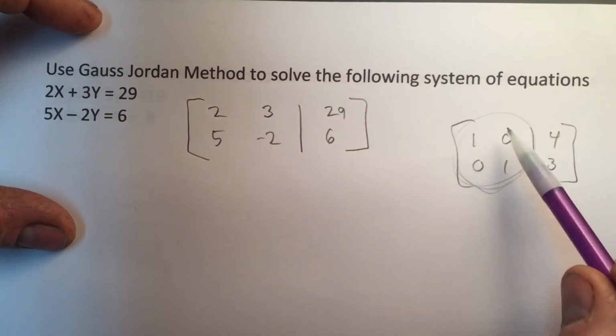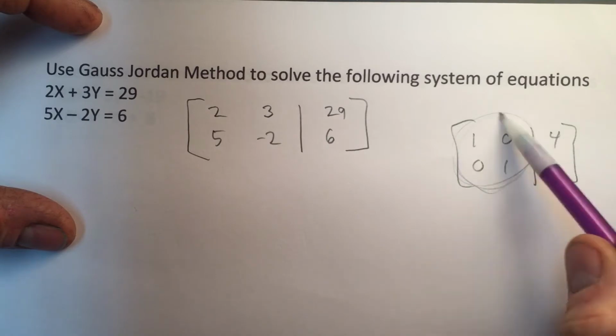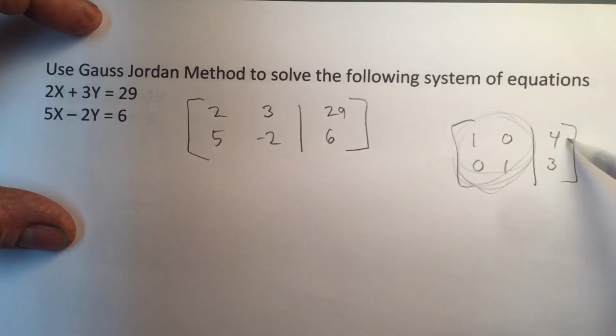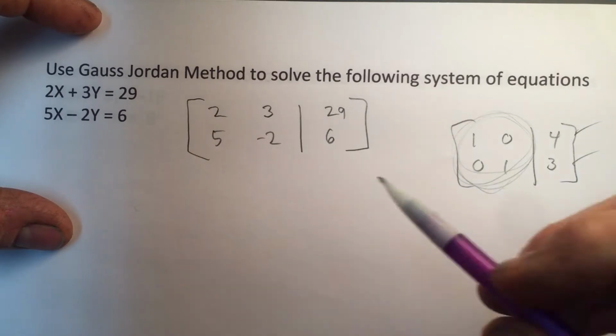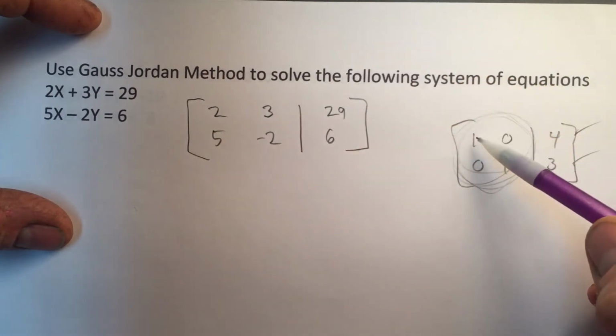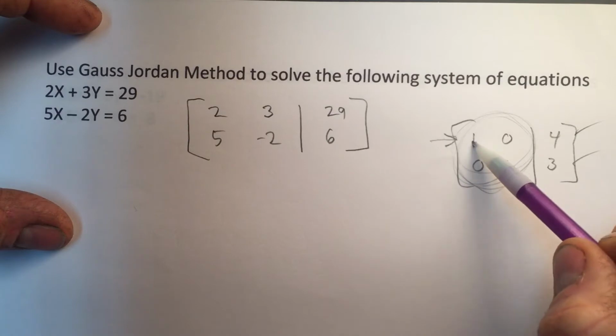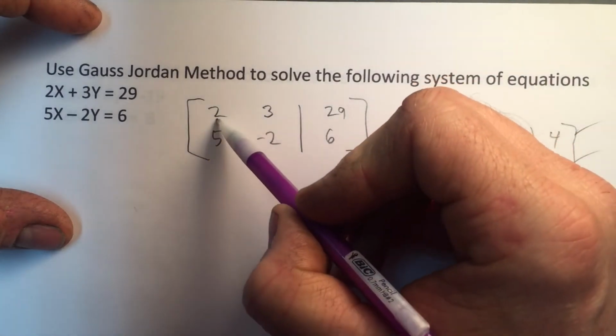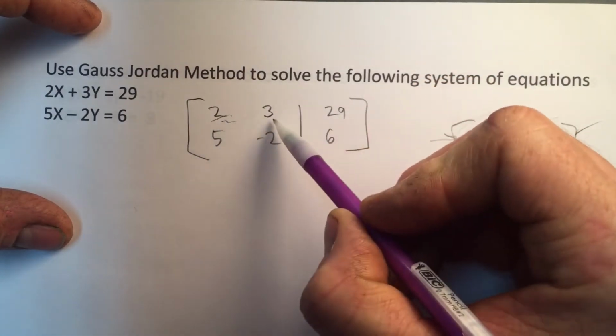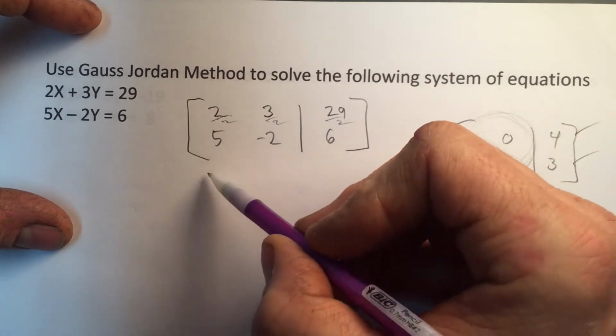But here's what I want to get to. I want to get my augmented matrix to have this on the left, and then there would be my answers over here on the right. Okay, so first thing I do is I start this first row, and I've got to get my 1 in place first. So right here, this is a 2. So what I'm going to do is divide everything by 2.